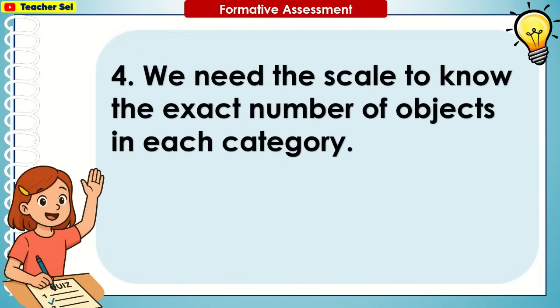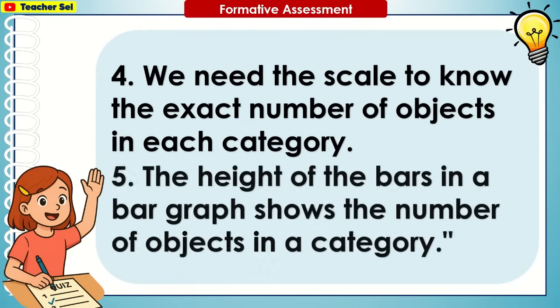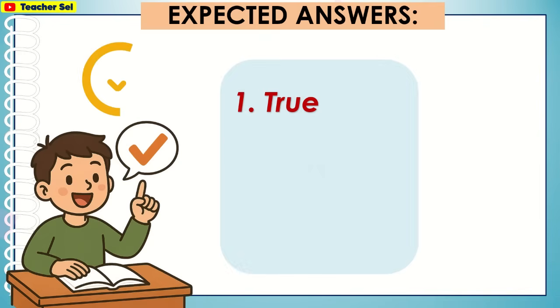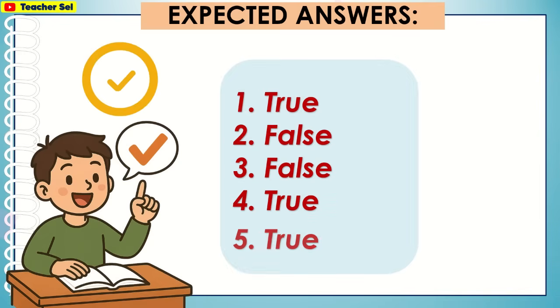We need a scale to know the exact number of objects in each category. The height of the bars in a bar graph shows the number of objects in a category. Here are the expected answers.